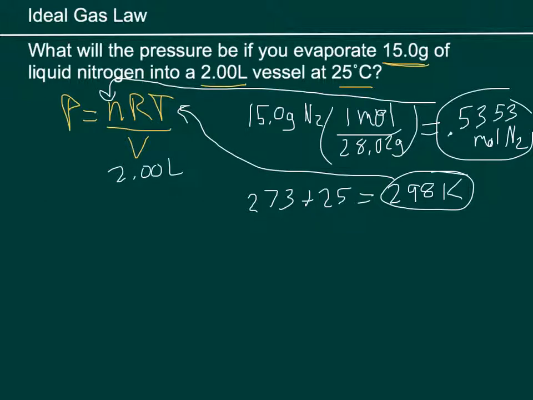So I simply take 0.5353 times 0.08206 times 298 divided by 2 for my volume there, and I get the pressure, which is equal to 6.55 atmospheres.